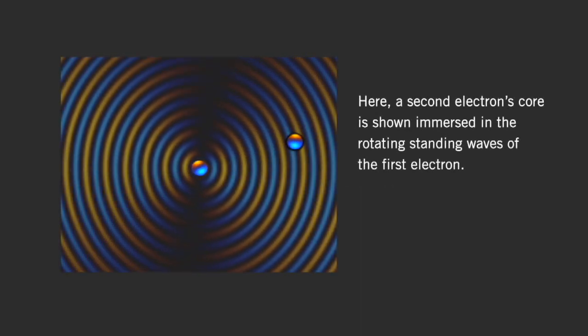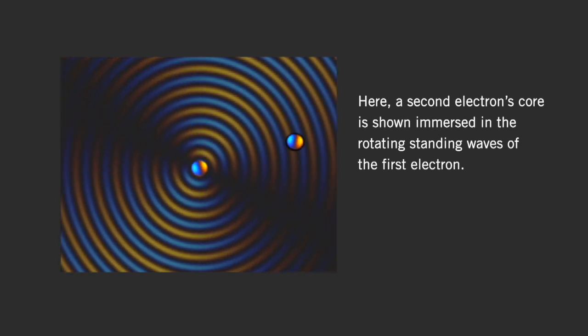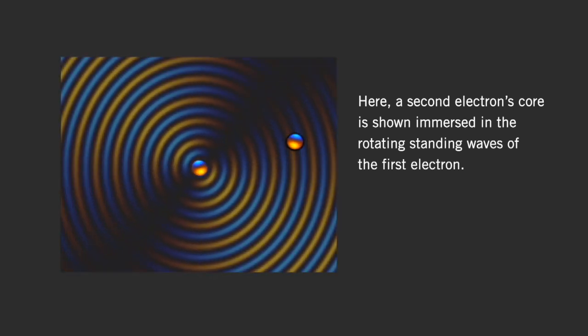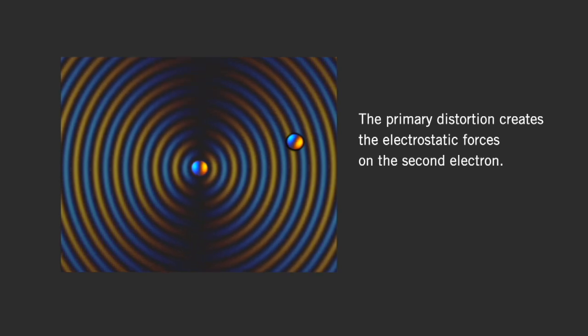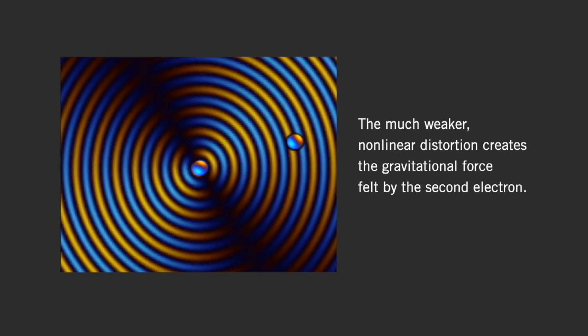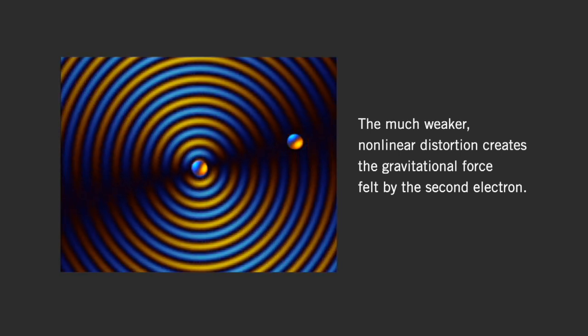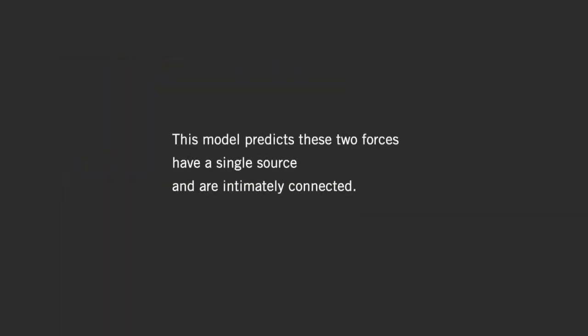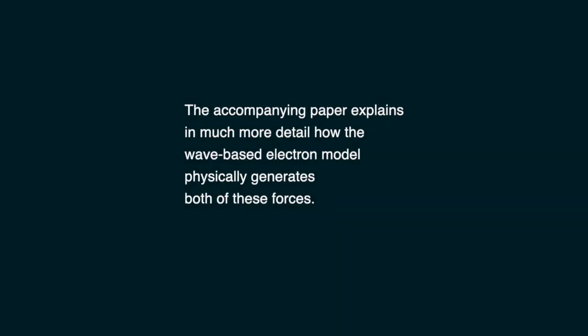Here, a second electron's core is shown immersed in the rotating standing waves of the first electron. The second electron encounters a distorted universal field. The primary distortion creates the electrostatic force on the second electron. The much weaker nonlinear distortion creates the gravitational force felt by the second electron. This model predicts these two forces have a single source and are intimately connected. The accompanying paper explains in much more detail how the wave-based electron model physically generates both of these forces.